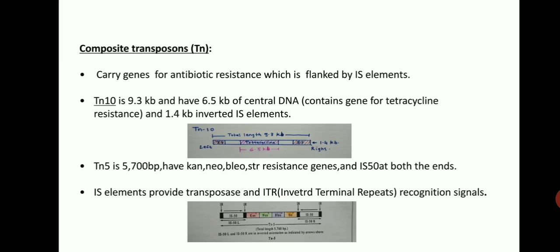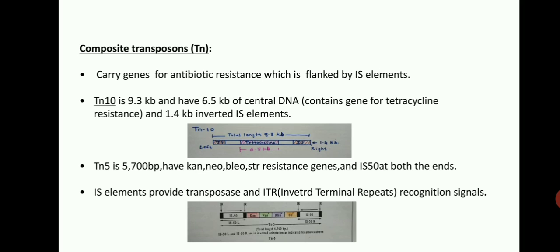Here you can see the total length of this Tn10 transposon is 9.3 kilobase pairs, and it has 6.5 kilobase pairs of central DNA which contains the gene for tetracycline resistance, that is the antibiotic tetracycline resistance gene at the middle, and 1.4 kilobase pair inverted IS elements at left and right, at both ends.